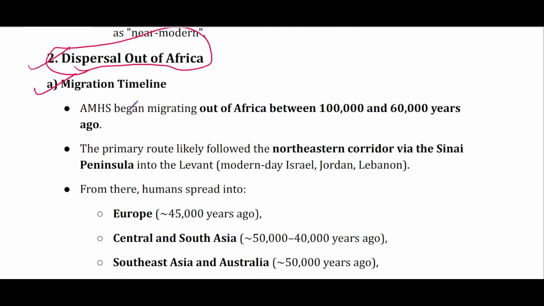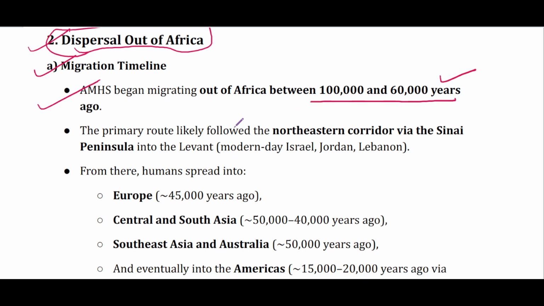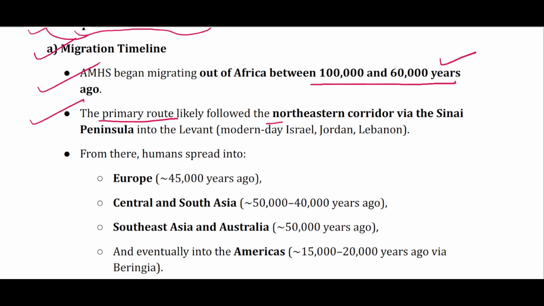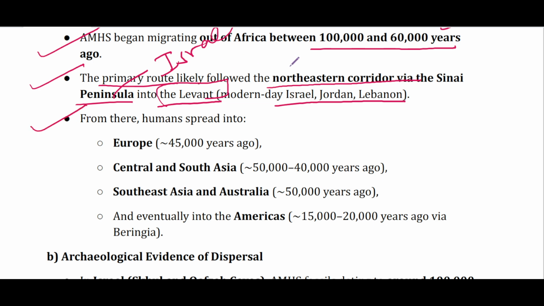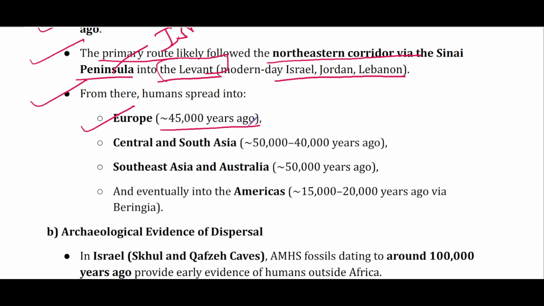In broader terms, they began migrating around 100,000 to 60,000 years ago, and the primary route likely followed the northeastern corridor via the Sinai Peninsula, at the Israel-Palestine-Jordan border, into the Levant. In modern times, the Levant area is Israel, Jordan, Lebanon, and from this route they likely spread into Europe by 45,000 years ago.